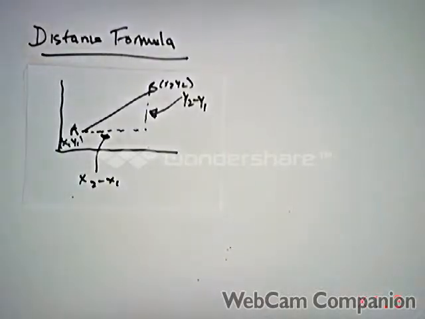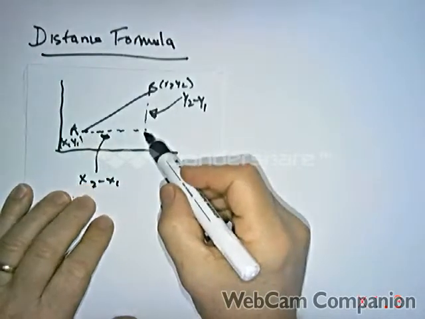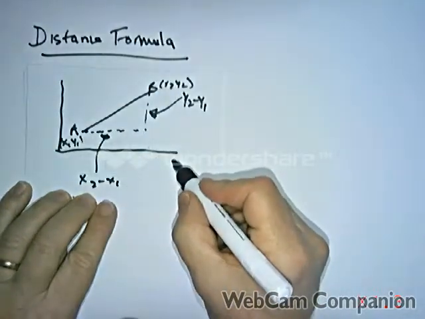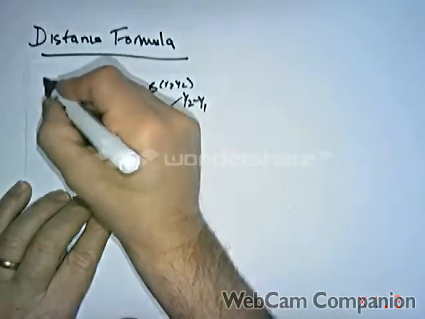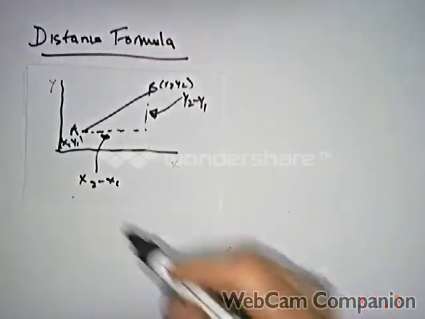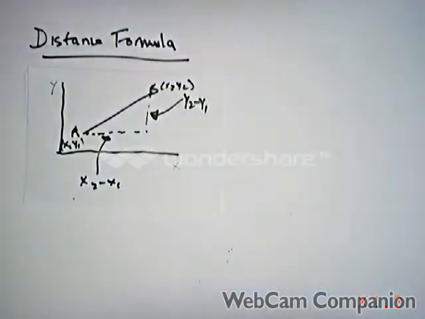diagram, and we can see that now the length of this bottom line will be the difference in the x coordinates. This is the x-axis here, the y-axis up here, and the difference in the x coordinates is just x2 minus x1 here and y2 minus y1 here.